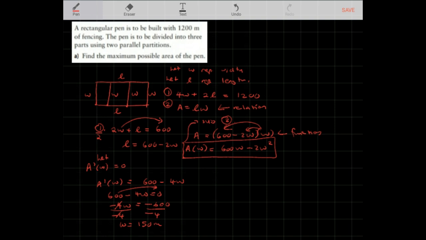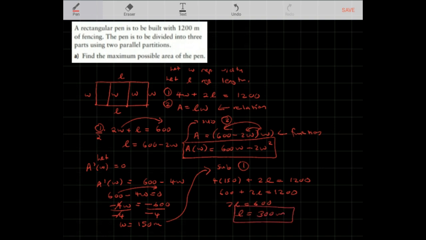Let's figure out what the length is when we do maximize this area, right? According to equation 1, 4 times the width plus 2 times the length is equal to 1200. So if w is 150, then 4 times 150 plus 2l is equal to 1200. 4 times 150 is 600, plus 2l is equal to 1200. 2l is equal to 600. L is equal to 300 meters, right?